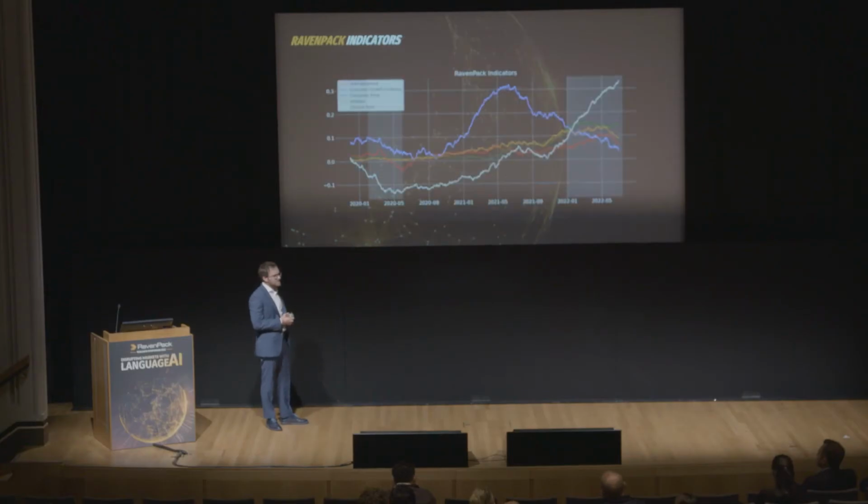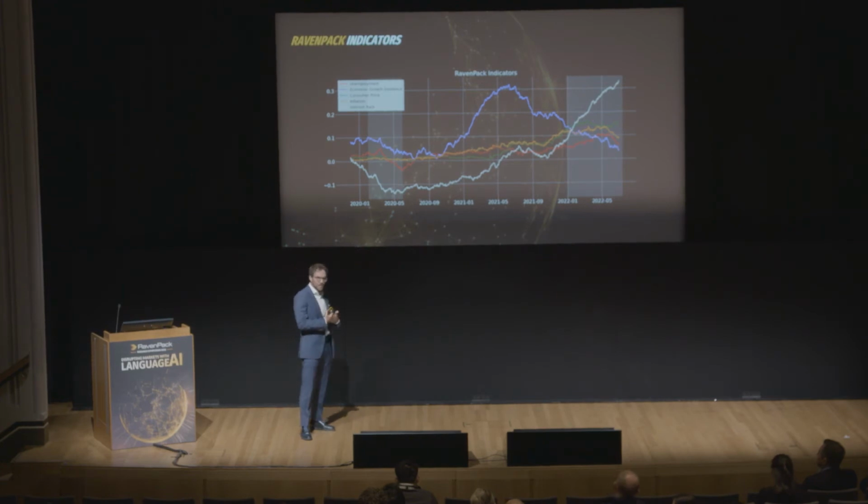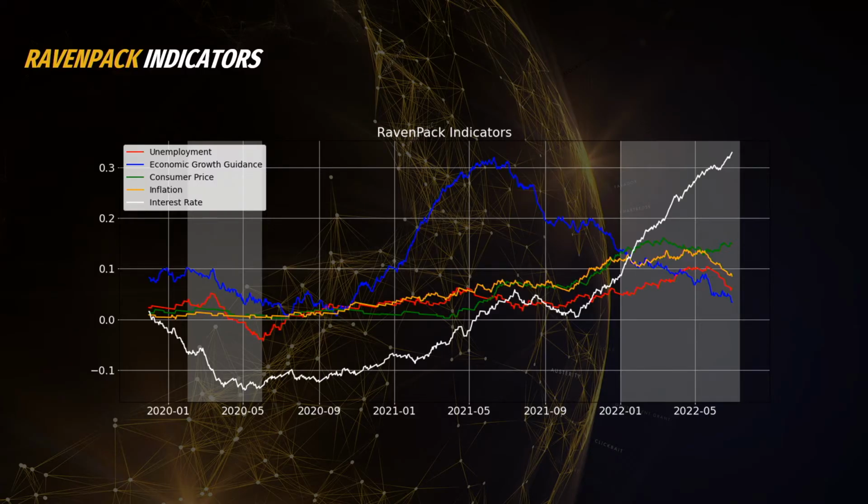And what we did, as for the nowcasting model, we built a model that relies on macroeconomic data and RavenPack analytics. This is just a zoom from early 2020 until September 2022, in which we plot 5 different thematic RavenPack indicators that we use in our model. These are not the only 5 indicators that we use, but just to give you an idea, and not to overcrowd the chart, we show unemployment, economic growth guidance, consumer price, inflation, and interest rate.